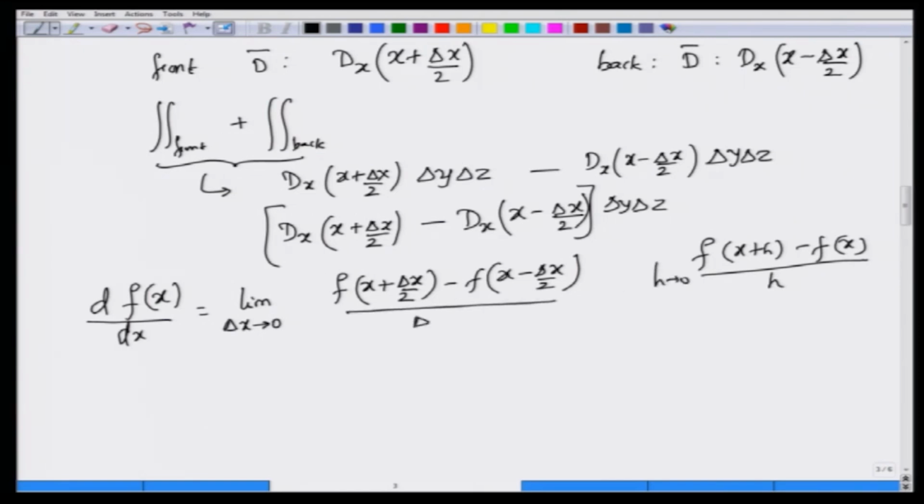Sorry, here there is a delta x which is going to 0, but instead you take 2 points, one at x and one at x plus h, and then find out the corresponding values of the function at these 2 points and divide this by h.